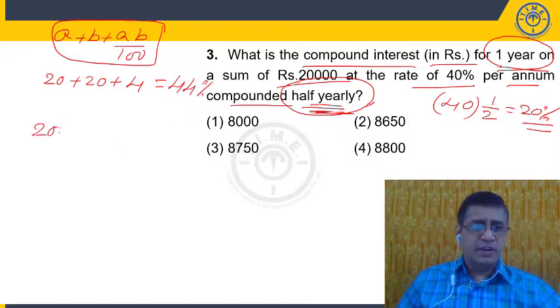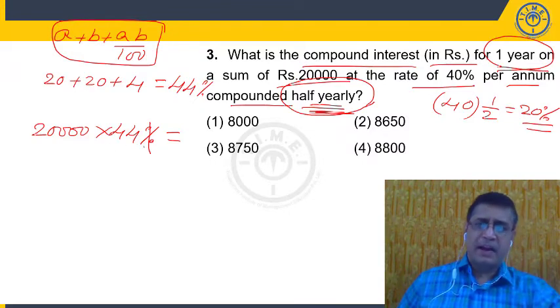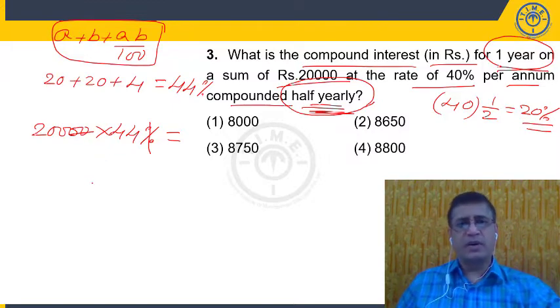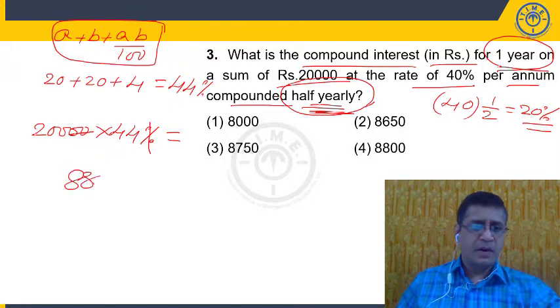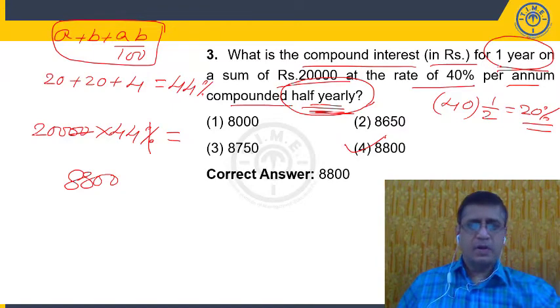On 20,000, just to find out 44%. Yes, my dear students. Percent means by 100, per every 100. So by 100 means 2 zeros in the denominator, cancel with the 2 zeros in the numerator. So what is the result? 2 times of 44, it is 8800. Right choice, option 4. Choice 4 is the right choice.